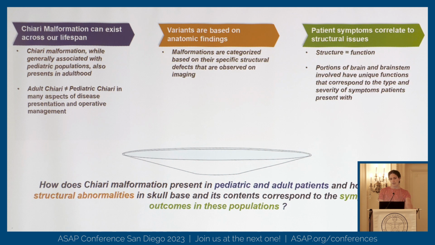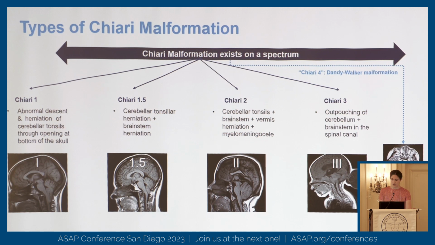These different types of Chiaris are categorized based on specific structural differences, and we actually categorize these Chiari malformations into multiple different categories, which I'll go through. So structure leads to function, and depending on which portion of the brain or the brainstem are involved in this malformation can vary how the patient's going to present. So this is a lot of information and a lot of pictures.